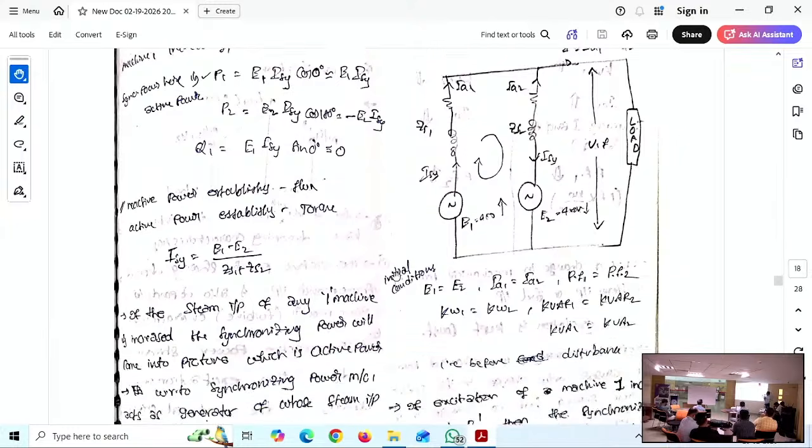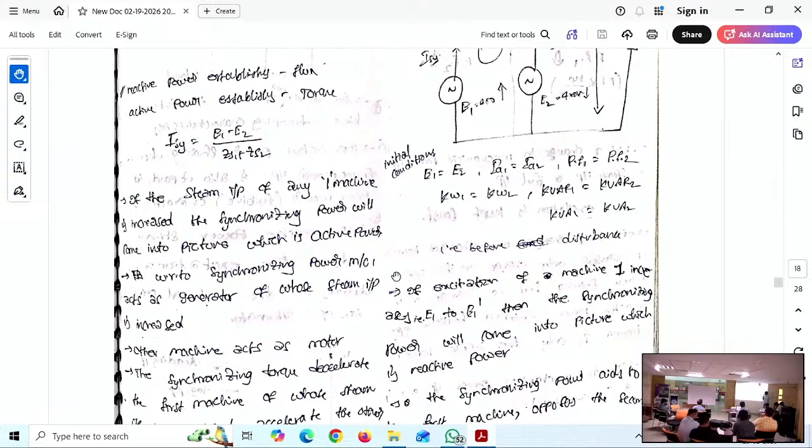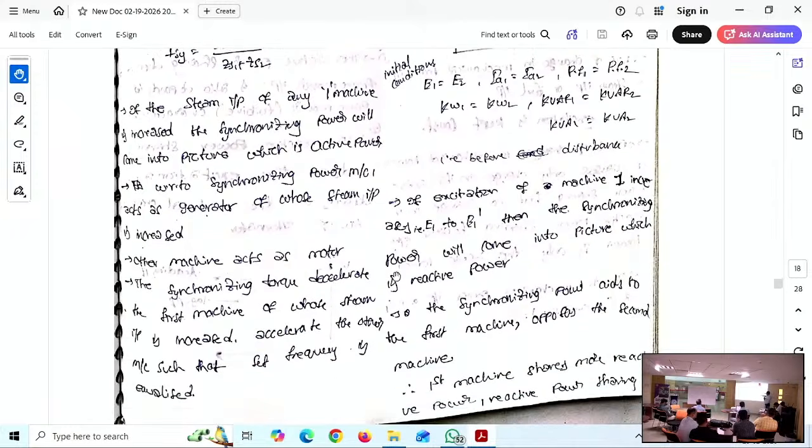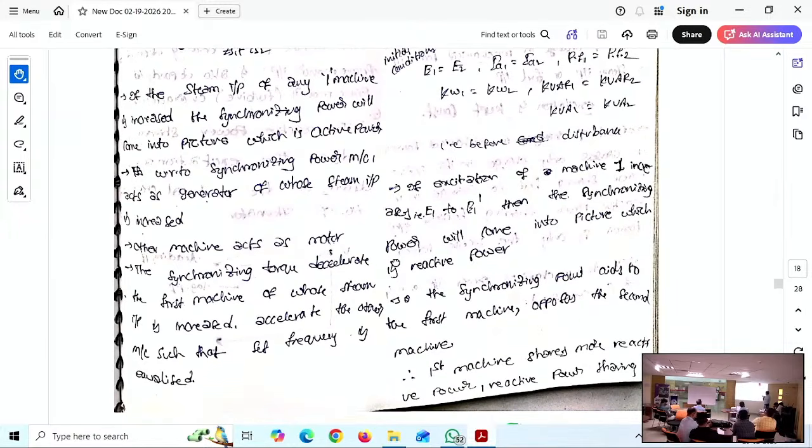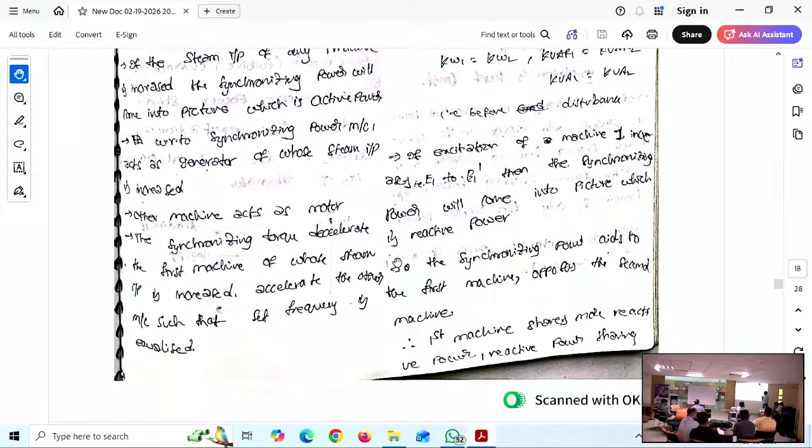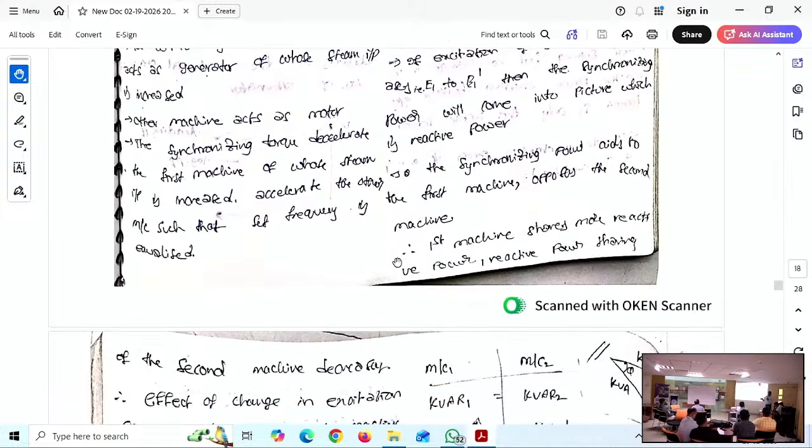Next, if a disturbance happens, a change in excitation, say the excitation of machine 1 is increased from E1 to E1 dash, then synchronizing power will come into the picture, which is purely reactive power. The synchronizing power now supports the first machine and opposes the second machine, demagnetizing it, in order to have the stabilizing effect. The first machine shares more reactive power as per the load requirement. As per the load, they are not equal. In case all are equal, we must get IA1 equal to IA2 under load condition also. But when excitation is increased, reactive power sharing is now different.